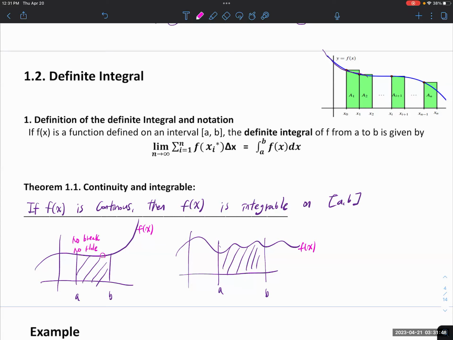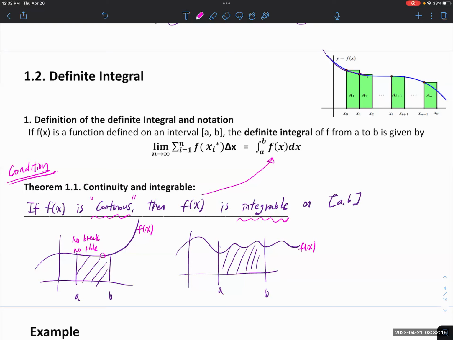If there's a hole, we fail to take the integral at the end, okay? So just check it out. If you have a piecewise function where there are two different domains, the integral differentiation will not be working, okay? So only a continuous function, you can take the integral. So this is the one condition to take the integral, okay?